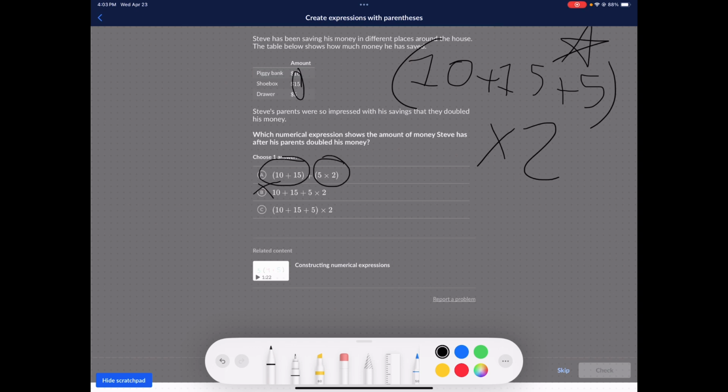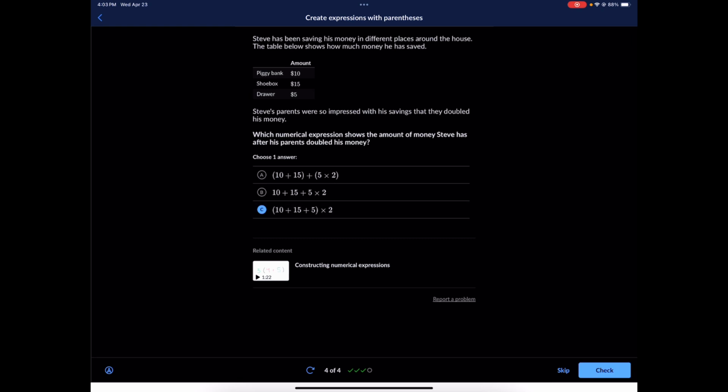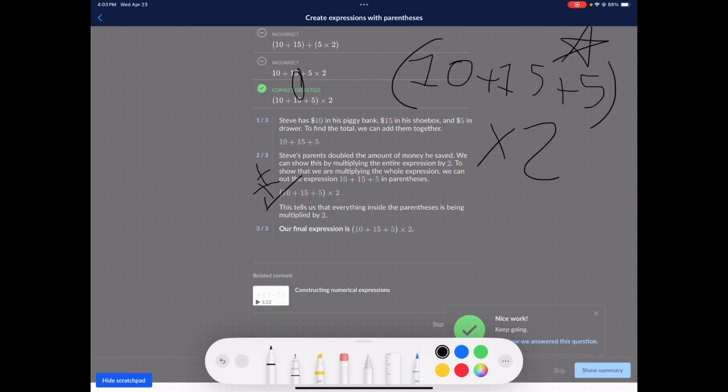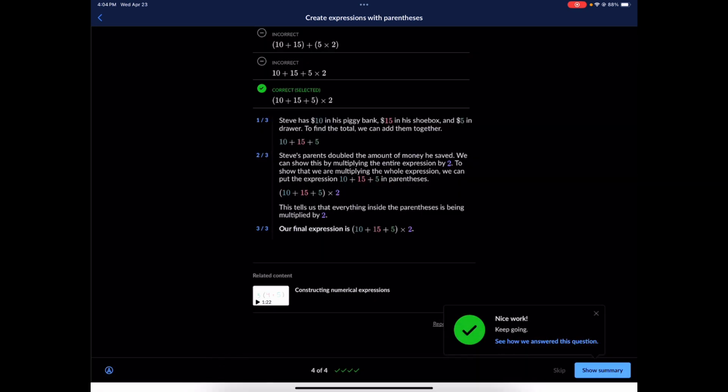Which, first of all, is not necessary because it'll still be the same answer either way. And second of all, this is wrong. Choice C, 10 plus 15 plus 5 times 2. Hey, there we go. Now that's a good answer because now we have it in parentheses and we're going to double our money. So C is the correct answer. So we're going to mark C. If you got that right, great job. If you didn't, here are the videos. Otherwise, happy studying, and remember PEMDAS.